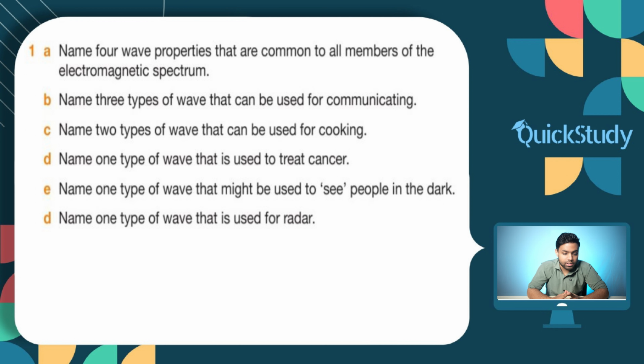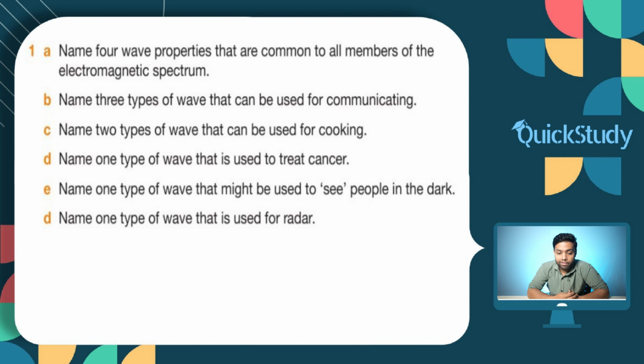The first question is: name 4 wave properties that are common to all members of the electromagnetic spectrum. So we have already learned this. They all transfer energy, they travel at the speed of light, they are all reflected and refracted, and they're all transverse waves.